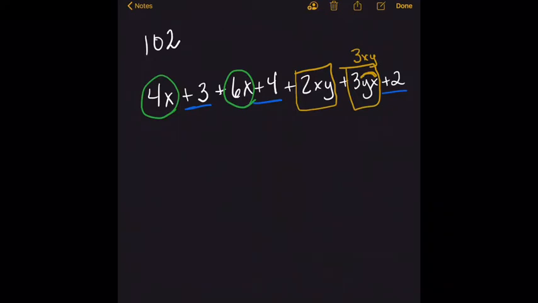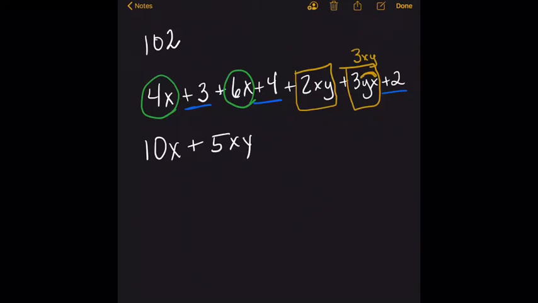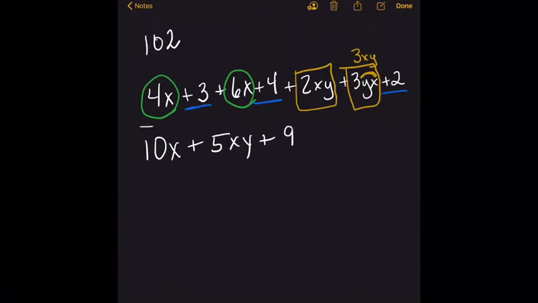So when we combine our like terms, we end up with 10x because we're adding the coefficients that are on the x, plus, and I'm going to go ahead and do my boxes next, and that will be 5xy. I could have said 5yx if I wanted to, but I wanted to say 5xy. And then add our constants. 3 plus 4 is 7, plus 2 is 9. And that is our answer for that practice problem.